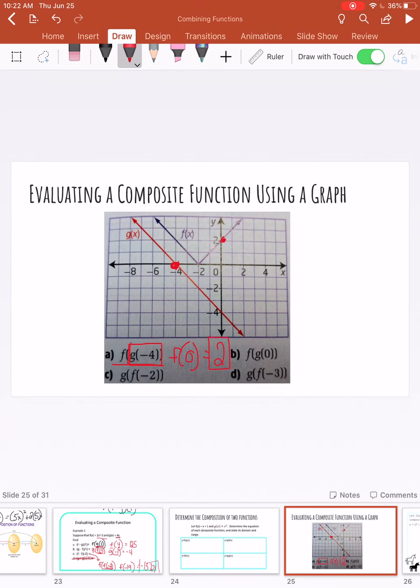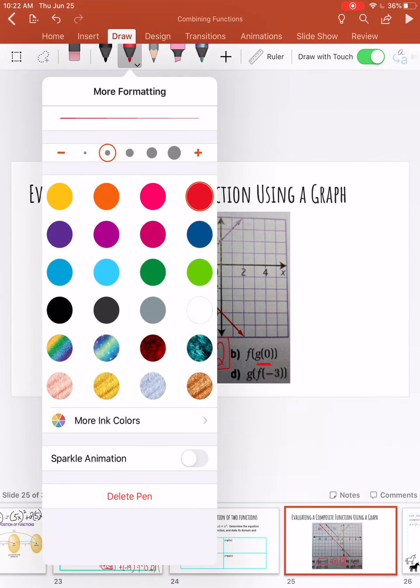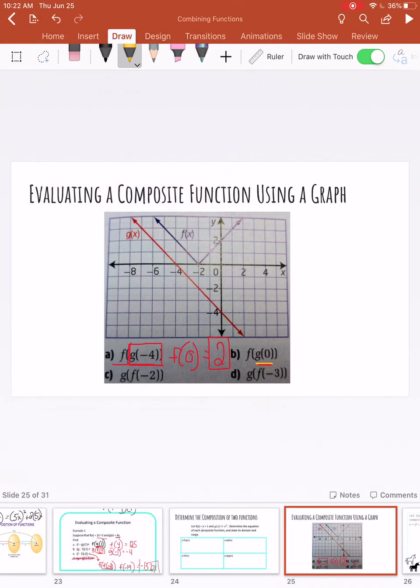Okay, let's try the next one. For b, we start at the g function, starting on the inside. We're looking for where x is 0, so I'm going to start at 0. My g function is negative 4 there. So all I'm going to do is replace that with negative 4, and then go to my f graph and figure out the y value when x is negative 4. When x is negative 4, my y value on my f function is positive 2. So my answer, once again, is positive 2.